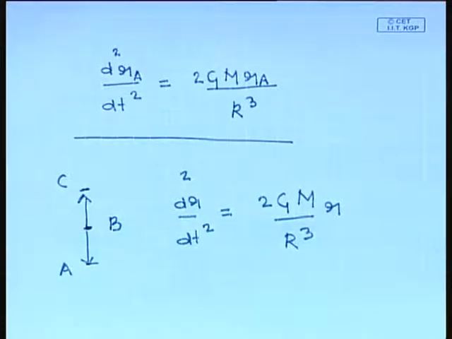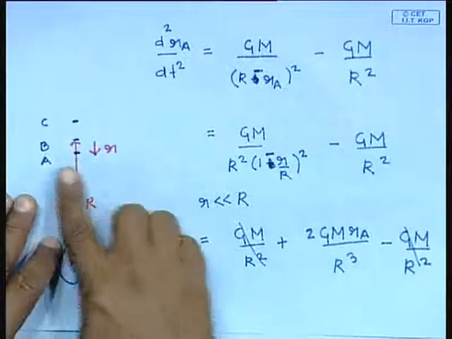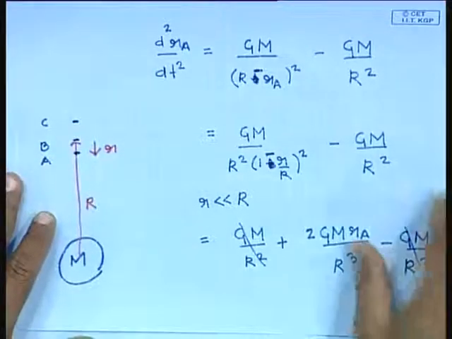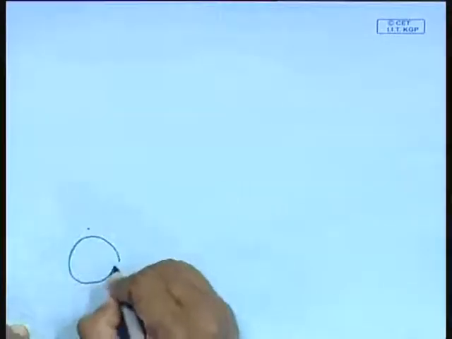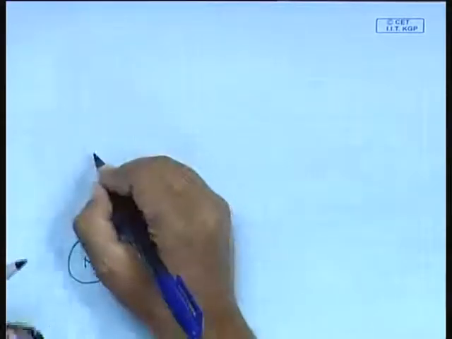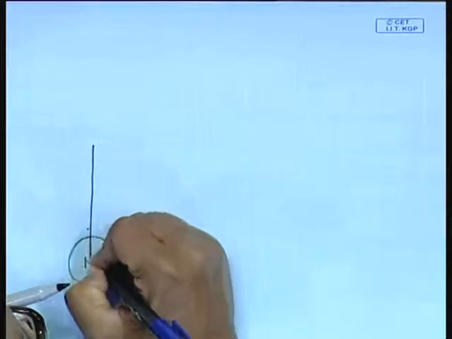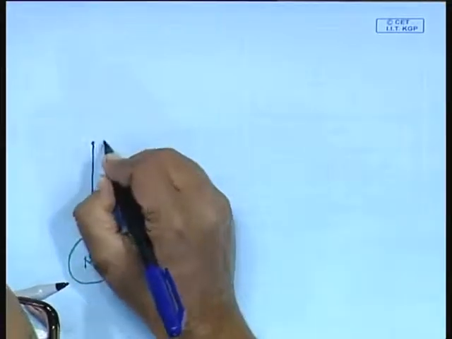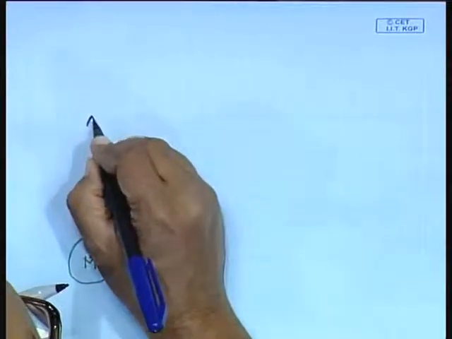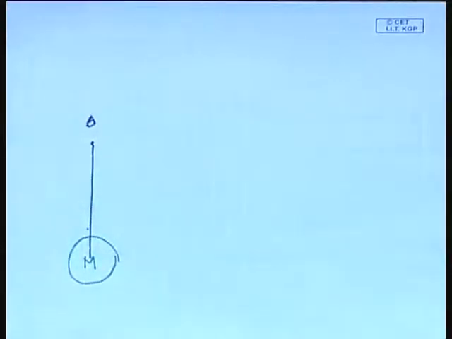Okay. So that is the relative acceleration between these two. Let us now consider the same problem again, where I have a very massive object of mass m over here, and there is a test particle over here called B.